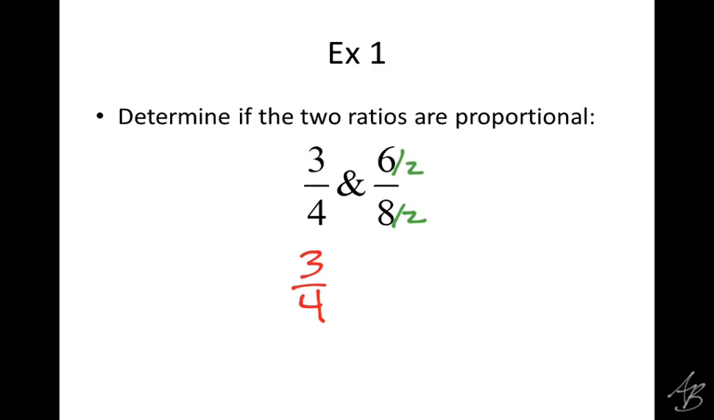6 divided by 2 is? 3. 8 divided by 2 is? 4. Are they equal to each other? They are. Yeah, so we didn't reduce the first one. We had to reduce the second one, but when we do, they're equal to each other, so we're just going to say yes. All right, so the question is, are they proportional? Yes, they are.